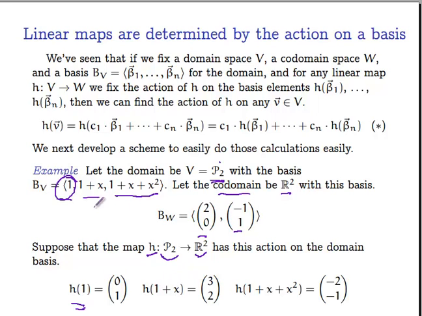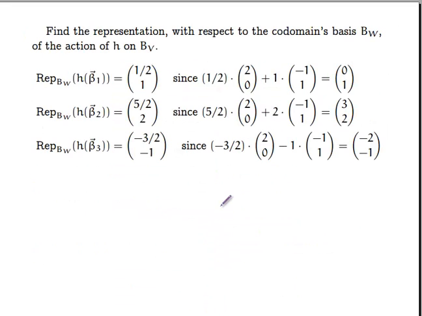H of 1 plus x, which is my second basis element over here, goes to 3, 2, which is also in the span of this basis. And h of 1 plus x squared is minus 2, minus 1, which is also in the span of these two vectors. Okay, so let's see how we can represent this linear map using these two bases.